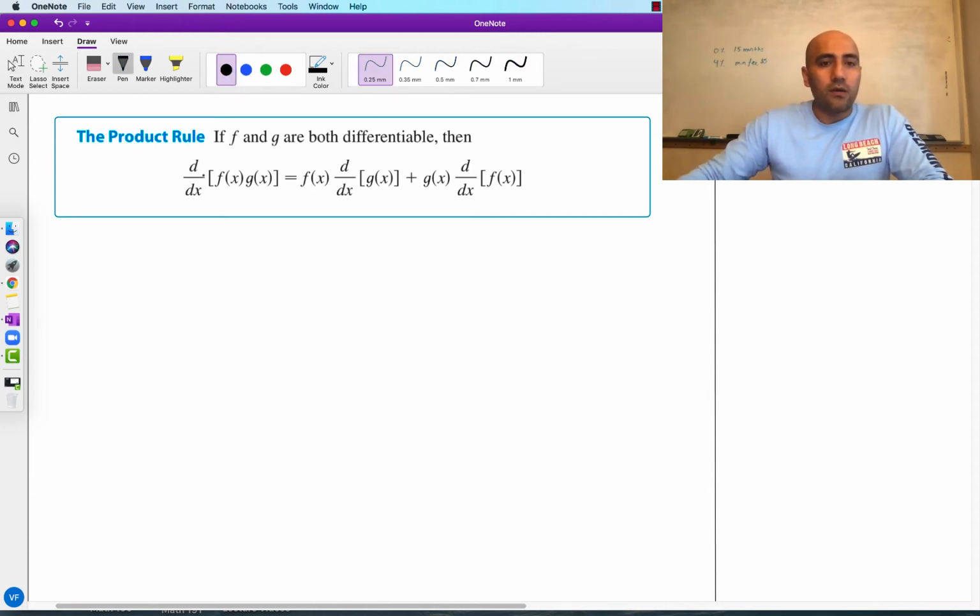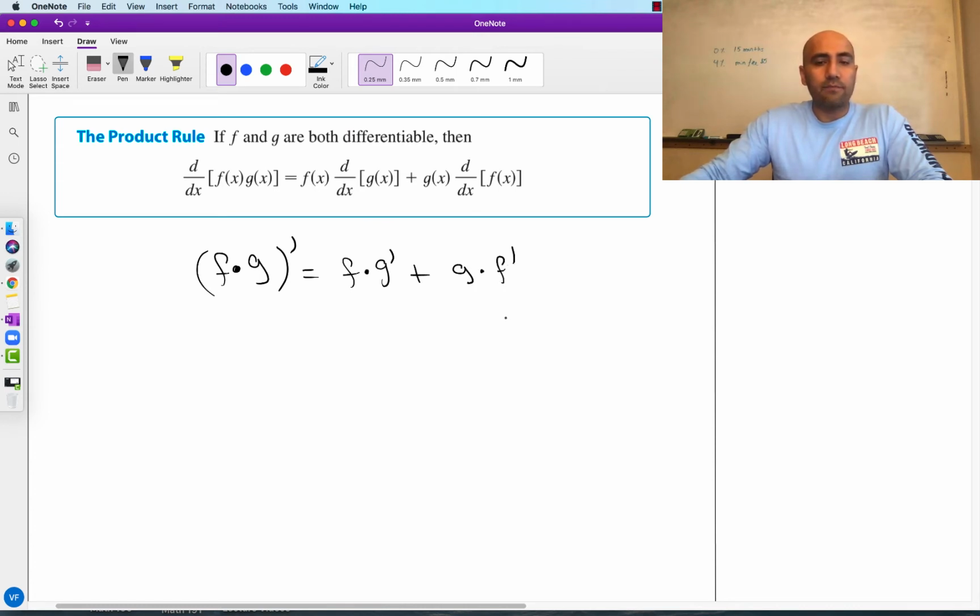Okay, so another popular notation for this is to say the following. Remember we have a lot of different notations in calculus, so we could say this: f times g, prime. Remember that notation, meaning that this is the derivative? The derivative of this multiplication is equal to f times g prime plus g times f prime. Okay, so the order doesn't matter.